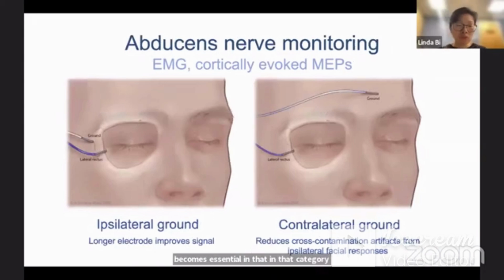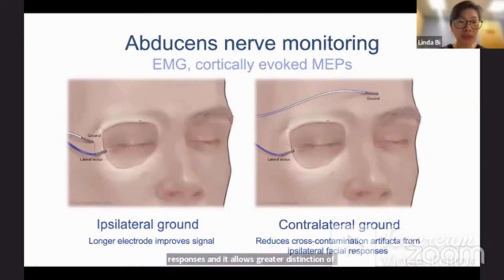For the abducens nerve, especially when concurrently run with high density coverage of 3, 4, 5, and 7, a common place to put the ground electrode, of course, the electrode itself is placed into the lateral rectus, but the ground is often placed just lateral to it, somewhere nearby. By placing that ground to the contralateral side, we feel that it reduces cross-contamination artifacts from ipsilateral facial responses and allows greater distinction of these.